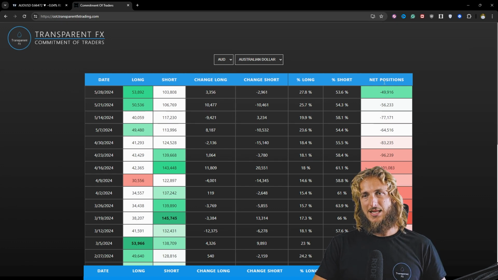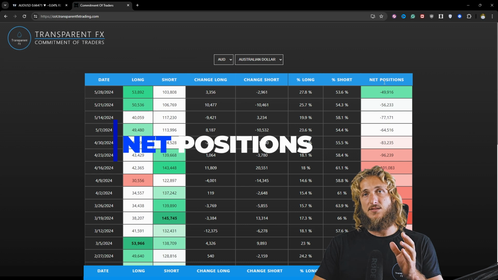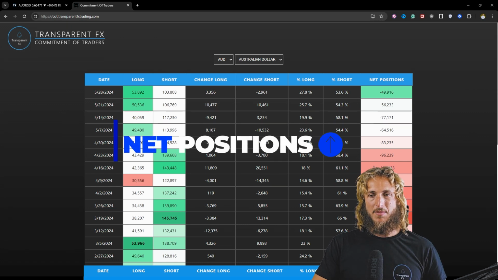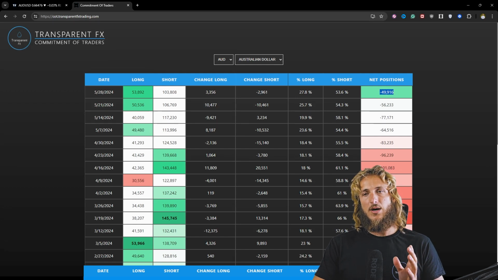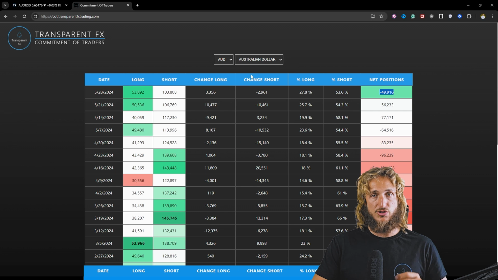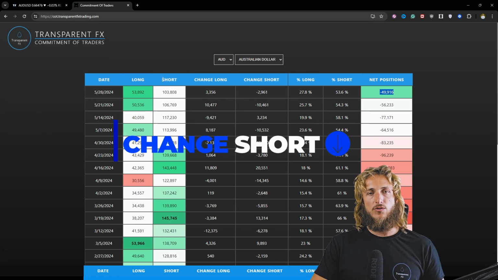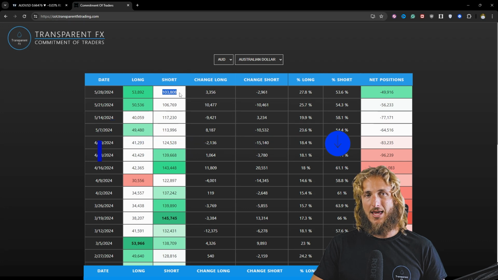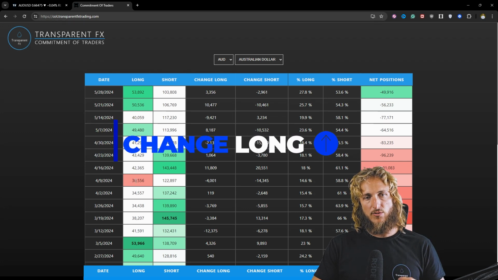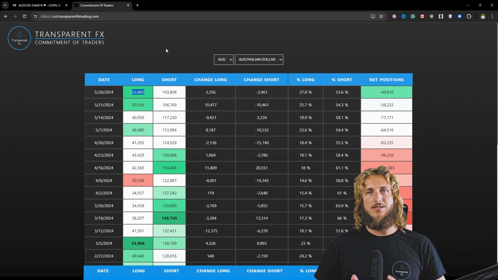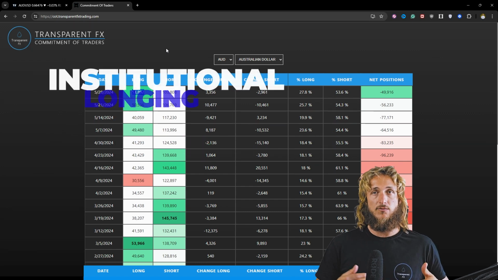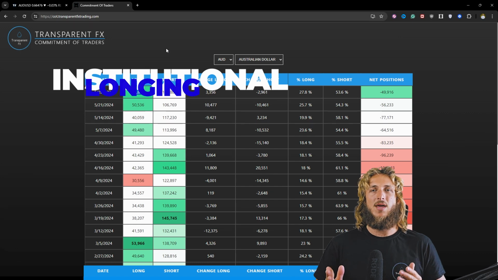And what we can see is that with the last reports, net positions have been massively increased. We went from having minus 107.5k net positions all the way up to minus 49.9k net positions, showing how institutions have been moving back to the bullish side for AUDUSD, decreasing their shorts that went from 145k all the way down to 103k, and increasing their longs that went from 30.5k all the way up to 53.8k. So clearly institutions have been moving back to the bullish side for AUDUSD, therefore making it stronger.